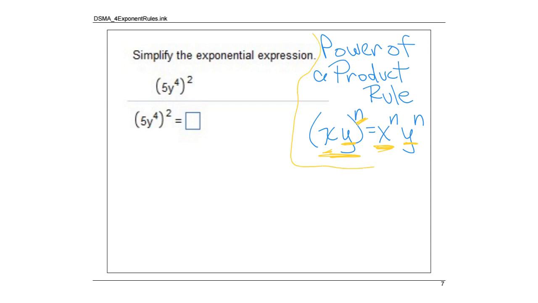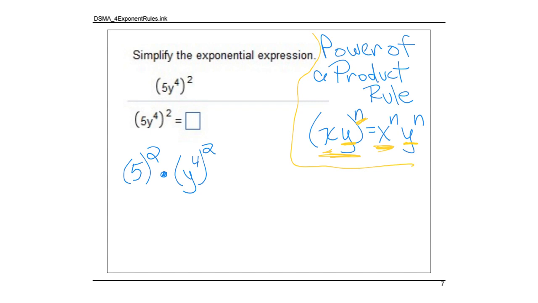So let me block this out and let's take a look what we have here. So we have 5 times y to the 4th inside. So that's a product. It's multiplication. It's 5 times y to the 4th power. And that's all squared. So what we're going to do is square each piece. That means, so I'm going to kind of separate these out. I'm going to have 5 squared, and then it's still multiplication. And then I'm also going to have y to the 4th power all squared.